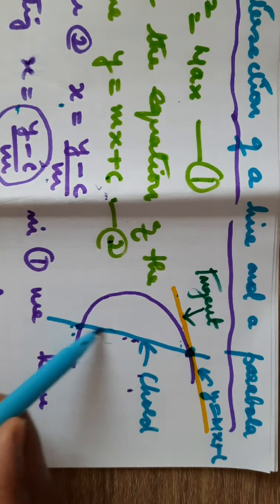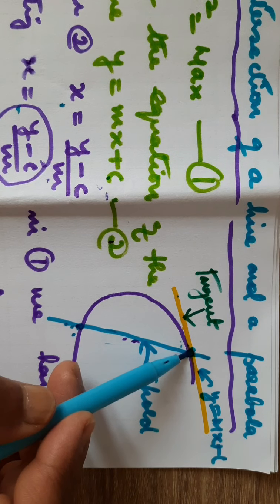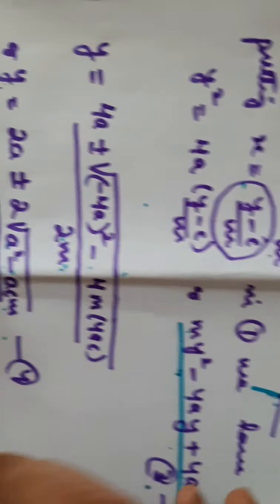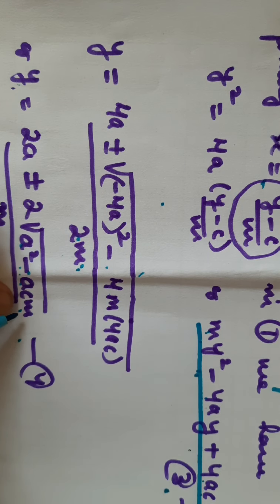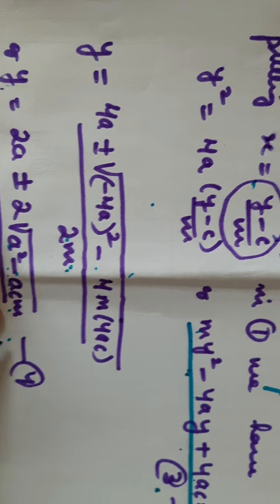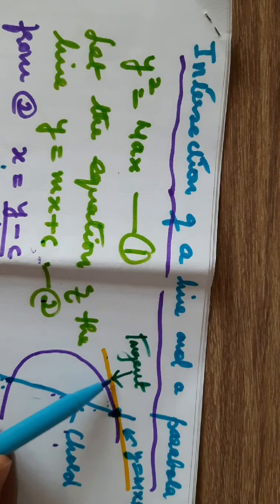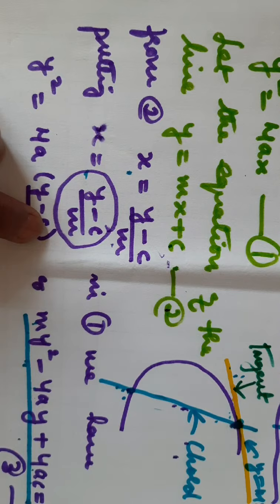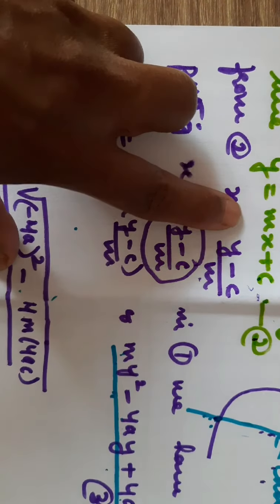So you'll see from here, this is a focal chord. There will be 2 points of intersection of this line y is equal to mx plus c if the square root of a square minus acm is greater than 0. If it is equal to 0, then it will become a tangent, and in this case y is equal to twice a by m. So you can substitute it in this case.